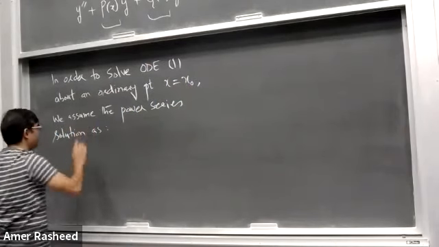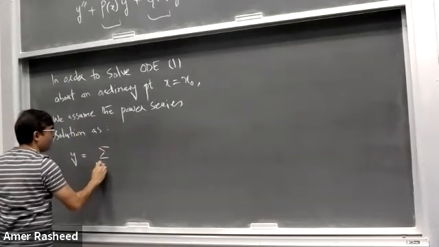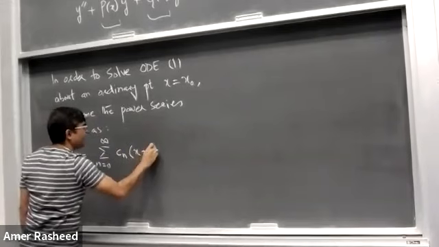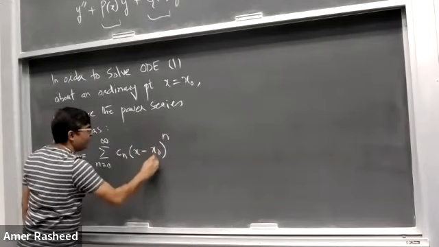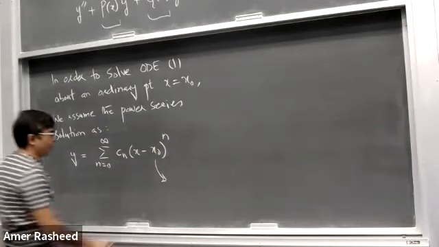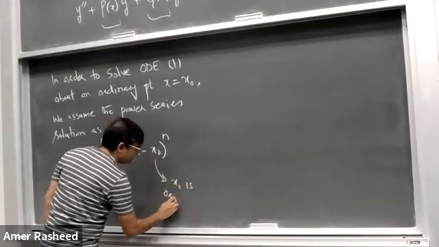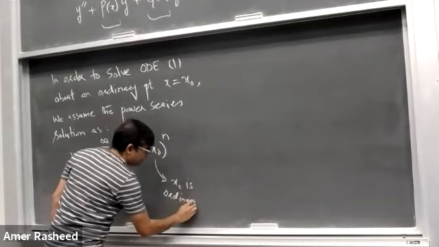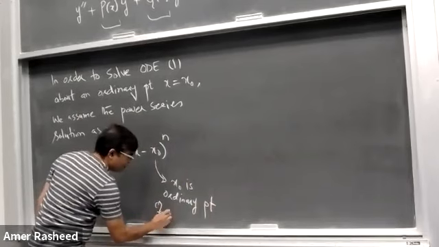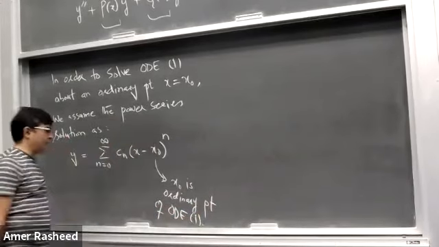as what we assume: y is equal to summation n from 0 to infinity Cn times (x minus x naught) whole raised to power n, where x naught is what? x naught is an ordinary point, where x naught is an ordinary point of ODE 1 or 2, whatever it is.